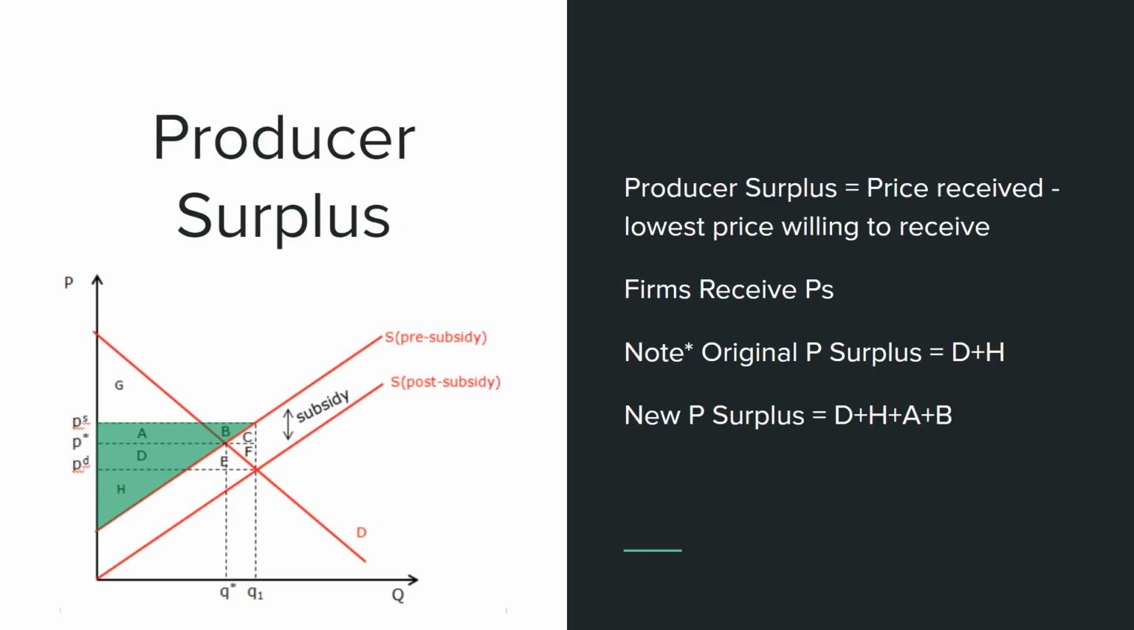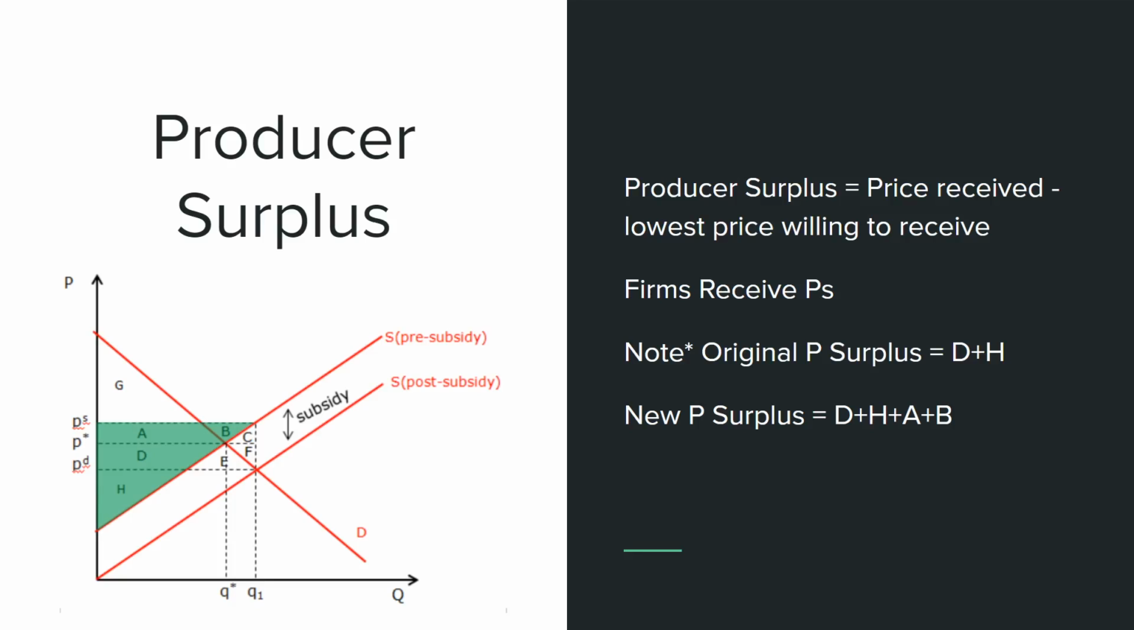And we have to note that the original producer surplus was according to this image, okay? Remember, the original is determined by the intersection between the supply curve and the demand curve. This is the market equilibrium point, and so this would just be the triangle below the market equilibrium point, right? So that would be D plus H. But the new producer surplus is actually D plus H plus A plus B. So we see we get a gain of A plus B. And so this means there's more producer surplus, which is great for society.